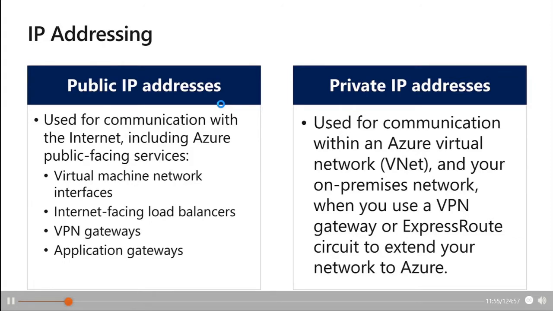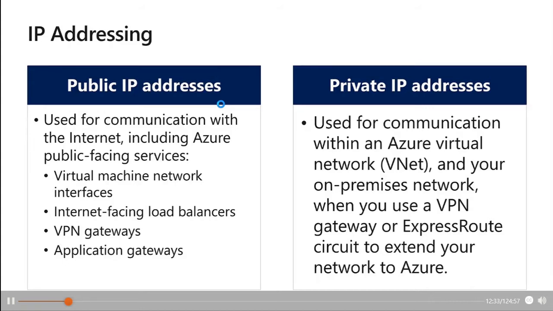So public IP addresses are used to communicate with the internet, including an Azure public-facing service like a VM NIC, for example an internet-facing load balancer like we saw in the previous diagram, or a VPN gateway, or an application gateway. There are some best practices that say it's not very recommended to have virtual machine network interfaces with public IP addresses. So watch out for that. Only use it if you really have the need for something like that. You might not need that. So again, be careful with that.